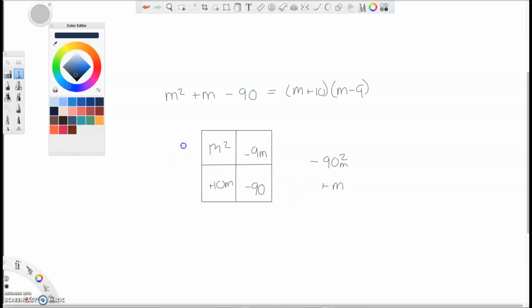All right, now we write out our factors. I know there should be an m here and an m here because m times m gives you m squared. What times m gives you negative 9m would be m minus 9. What times m gives you 10m should be plus 10. So these are our two factors, m plus 10 and m minus 9.